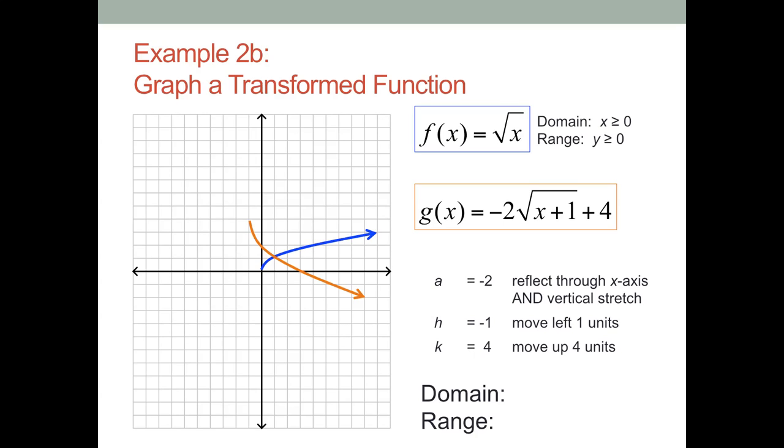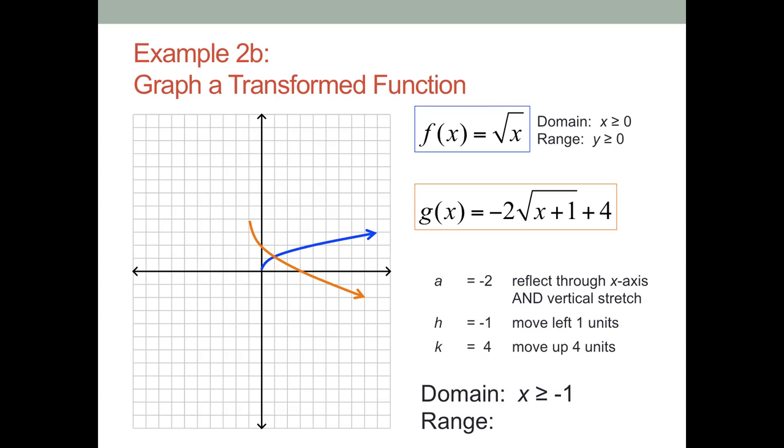So if I normally have a domain of x being greater than or equal to 0, but then I move that to the left or to the right because of an h value, that's going to affect the x values I can use. And so my domain now is going to be x is greater than or equal to whatever my h value was, which in this case is -1. So this is saying that my graph starts at an x value of -1 and goes to the right of that. And that's what we see in our orange graph here.